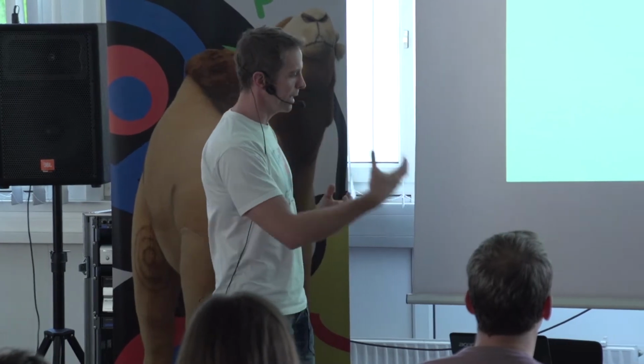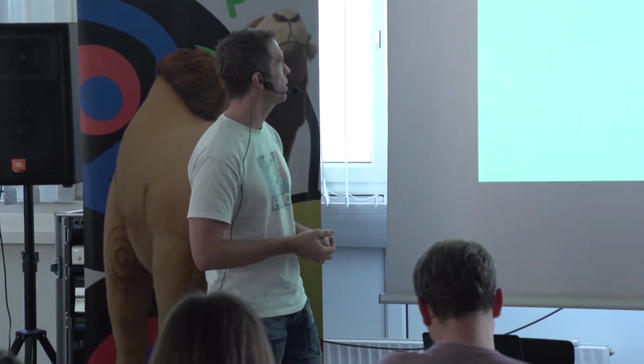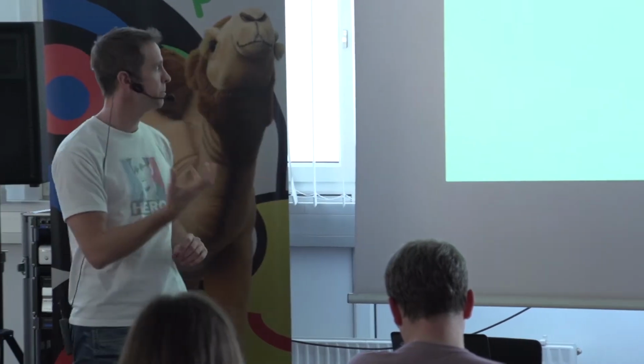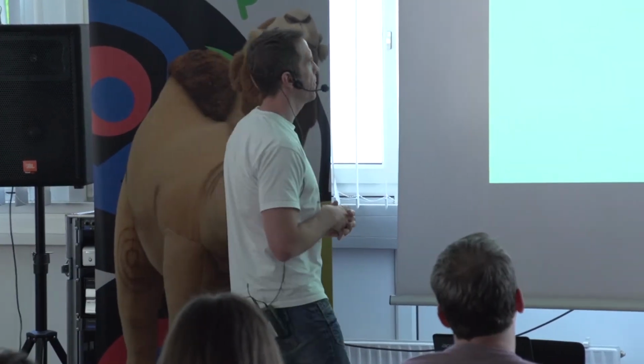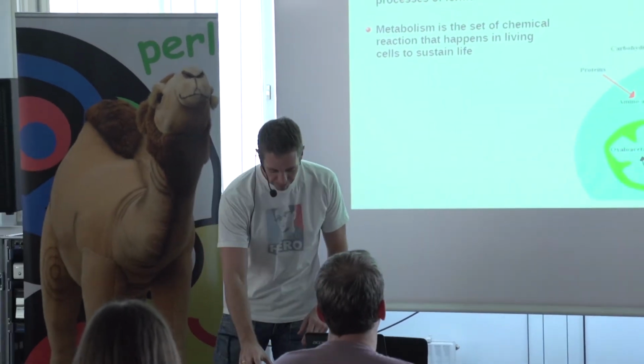So how do we increase this efficiency? So when a microorganism is producing ethanol, it does it by microbial fermentation of sugar. So what we do, we optimize this metabolic process. What is metabolism? It's the set of chemical reactions that happen in living cell to sustain life.